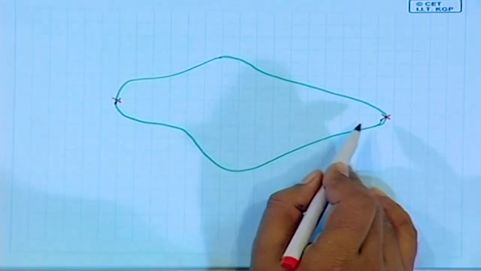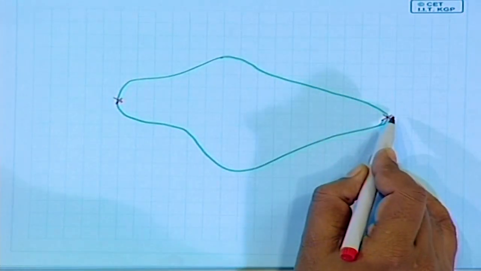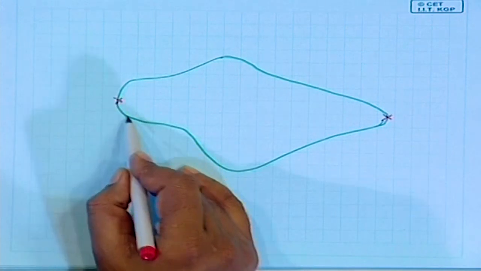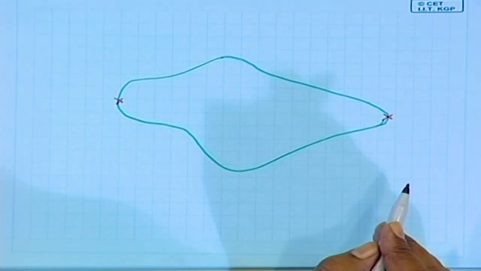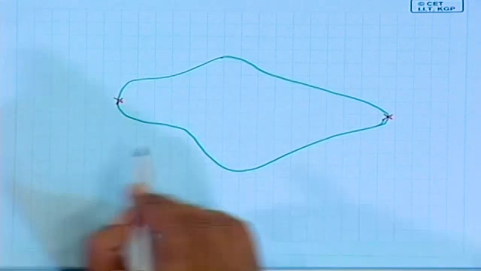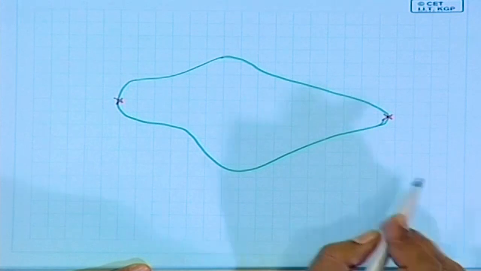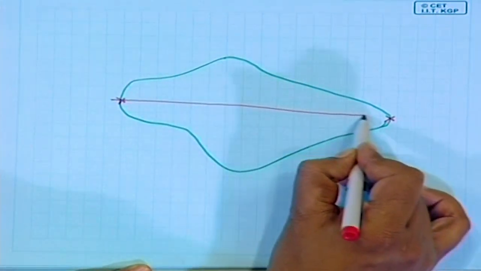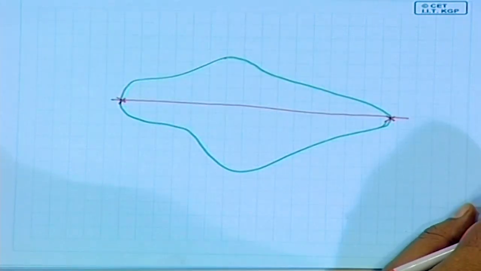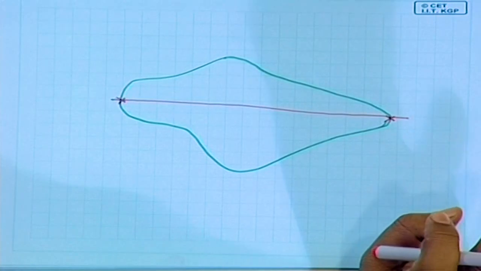Once I select these 2 points, I have one boundary segment which is the upper part of the boundary and another segment which is the lower part of the boundary. Then the criteria function says that once I select these 2 points, I can have a straight line passing through these 2 points. This straight line divides the boundary into 2 halves.